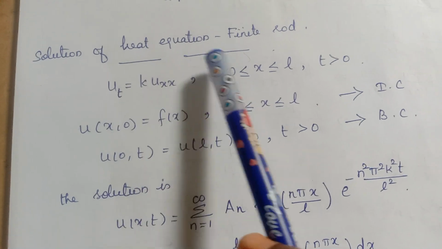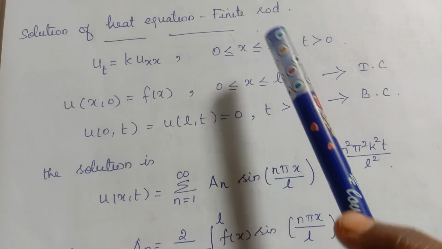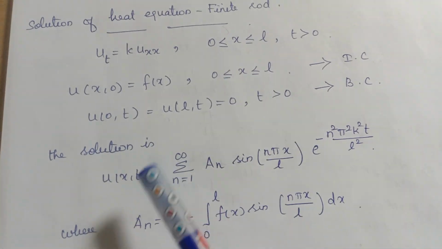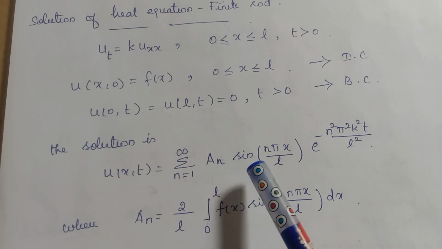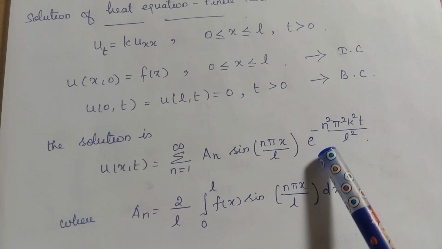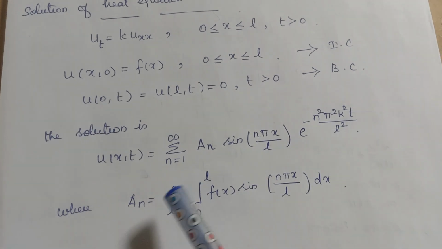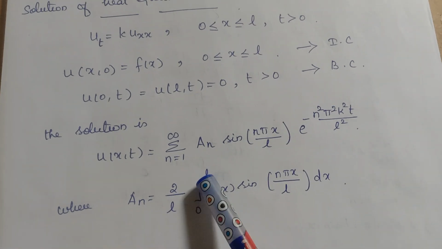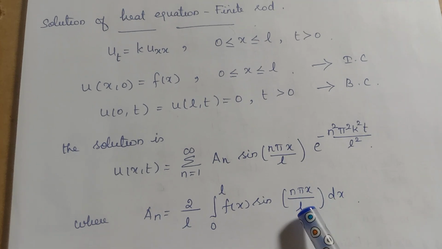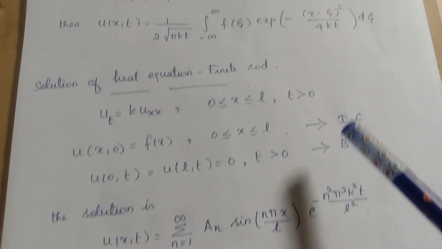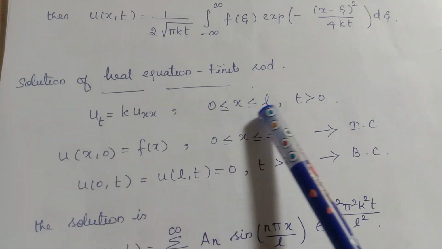Next one, solution of heat equation for finite rod. This is for infinite rod and this is for finite rod. So for finite rod case, the solution is u of x comma t equal to summation a n sin(n pi x by l) into e power minus n square k square pi square t by l square, where a n is given by 2 by l into integral 0 to l f of x into sin(n pi x by l) dx. Now this l denotes the length of the rod. In the previous case the length of the rod is taken to be infinite. Here it is finite rod.